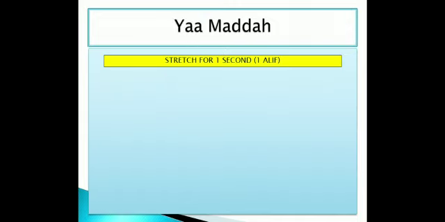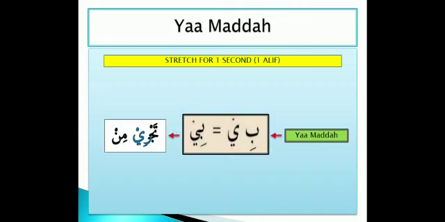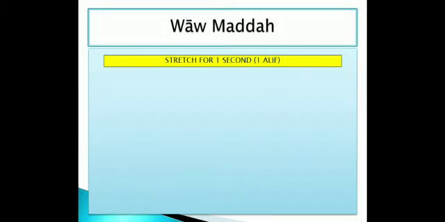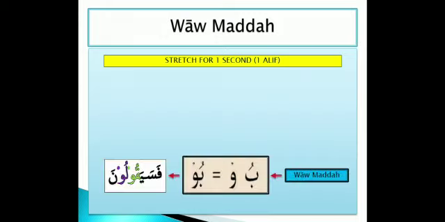Ya Madda, again you stretch for one alif. As you can see in the example, Tajri min. There's a Zair and a Ya Sakin. So you will stretch on the Ra with a Zair for one alif. Tajri min. And in the third example of Waw Madda, you will also stretch for one alif.